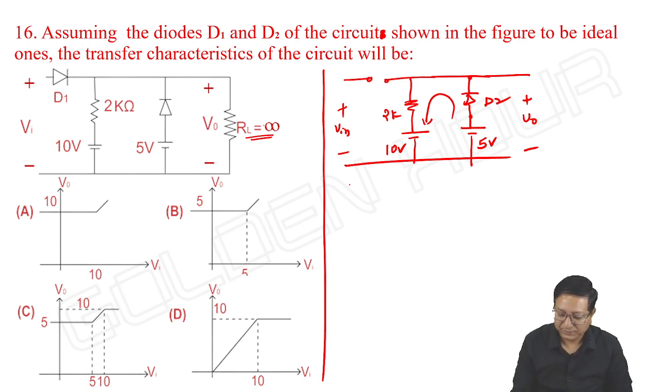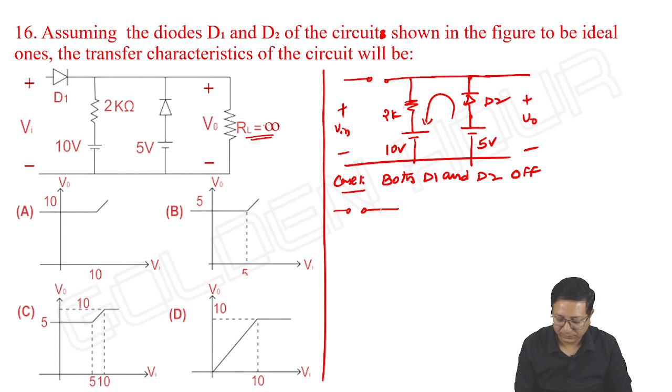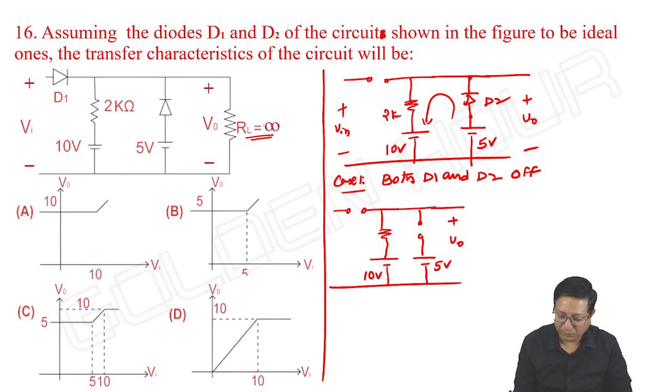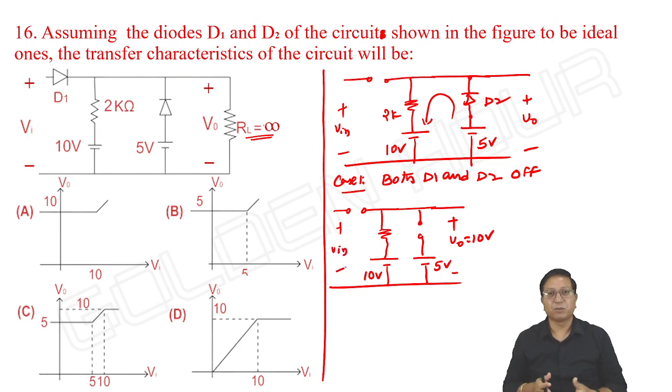Case 1. Both D1 and D2 are off. Five volts. Then what is the output, friends? 10 volts. Output minimum is 10 in this case. Even though you have 5 volts, you need not bother about it.